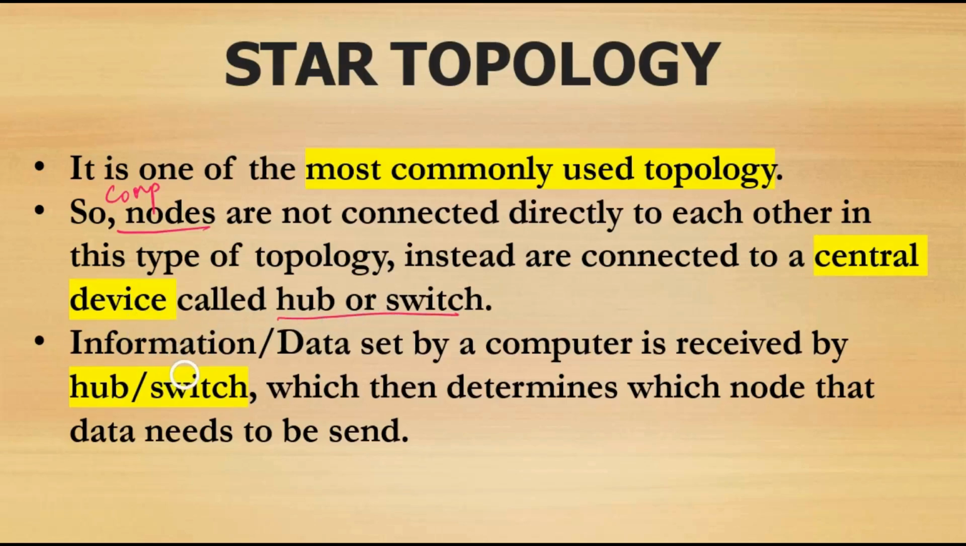The next point is the information or data sent by the computer is received by the hub or a switch. I made a mistake earlier. So the data which is sent by the computer is received by the hub or a switch, which then determines to which node that data needs to be sent. This hub or a switch will determine which device is the destination of the message.